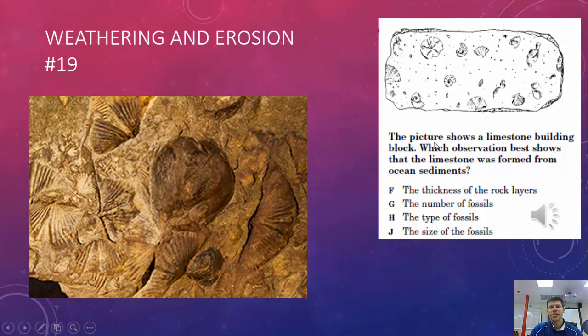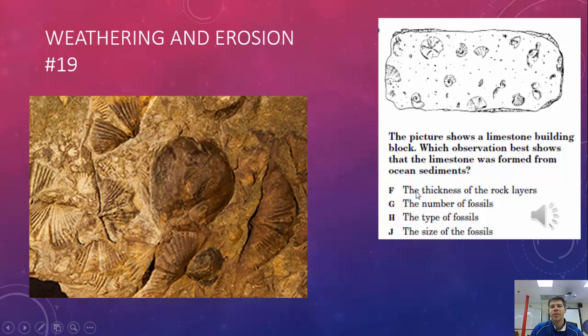Alright, the picture in the question shows a limestone building block. Which observation best shows that the limestone rock you see right here was formed from the ocean? If you look at this rock, we see little starfish, little brachiopods, lots of shelled fish, lots of ocean marine animals. And you can see a more realistic picture instead of a drawing here of what a rock that's found in the bottom of the ocean will often look like.